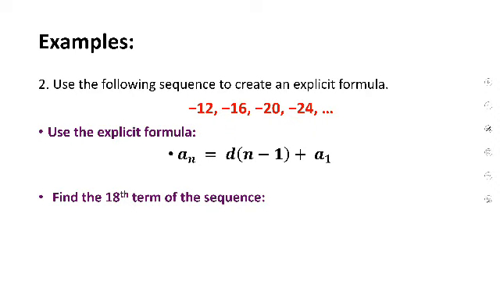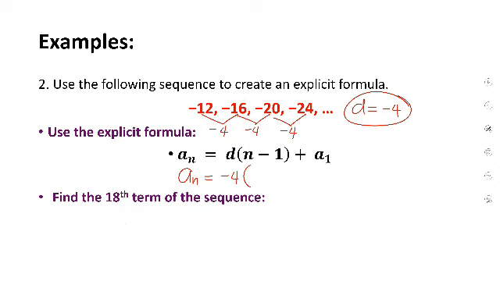If we will be looking for the common difference, negative 16 minus negative 12 will give us negative 4, negative 20 minus negative 16 is also negative 4, and negative 24 minus negative 20 is also negative 4. And so the common difference is negative 4. Okay, so again, the common difference is negative 4. So we can now write our explicit formula for this sequence. We have a sub n is equal to negative 4 times n minus 1, and since our first term is negative, instead of writing plus, we will write minus 12.